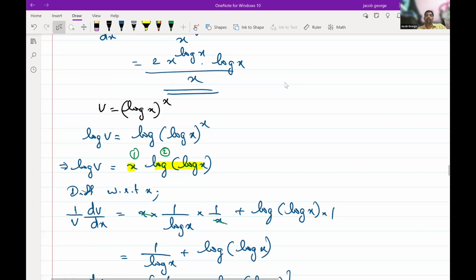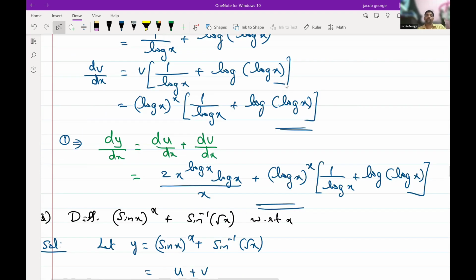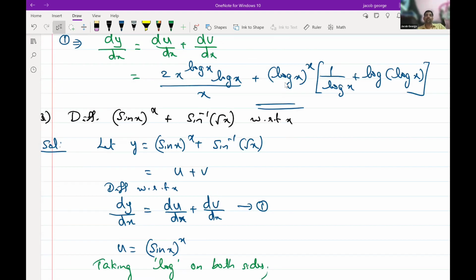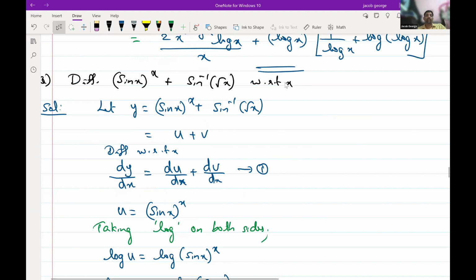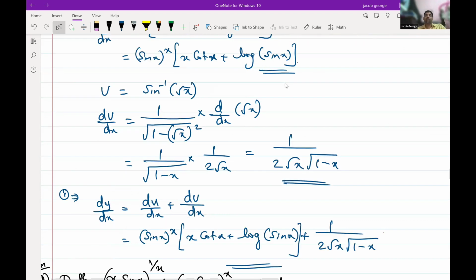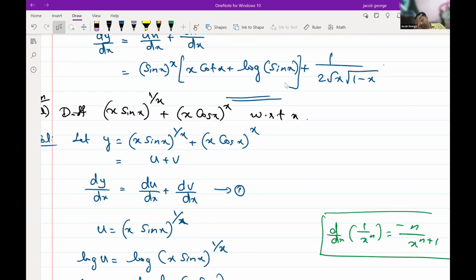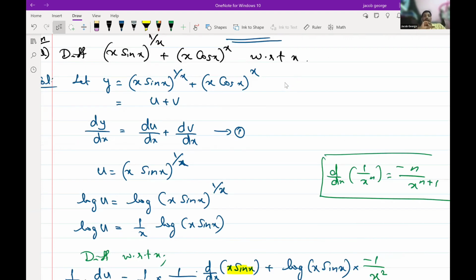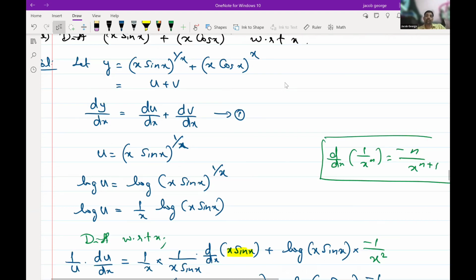Then we will add these two. This is the method of doing combined questions. y is u plus v, dy by dx is du by dx plus dv by dx. Here inside combined questions, this type of product also can be asked. So here u is (x sin x) the whole raised to 1 by x, and v is (x cos x) the whole raised to x.